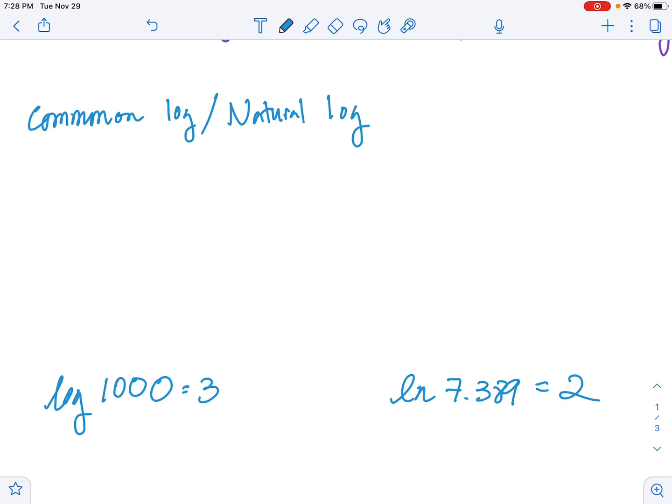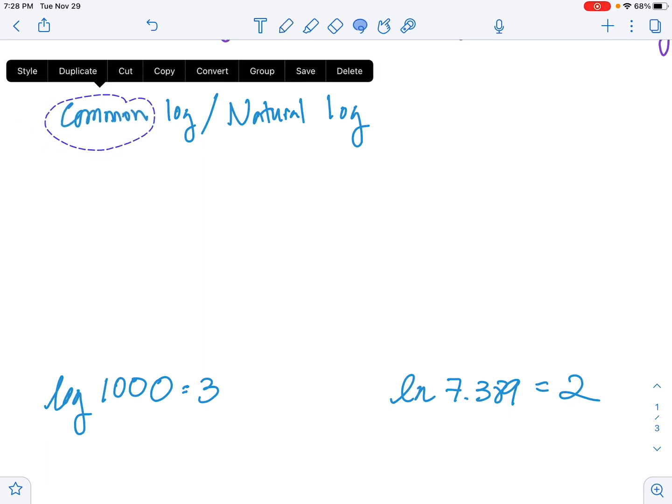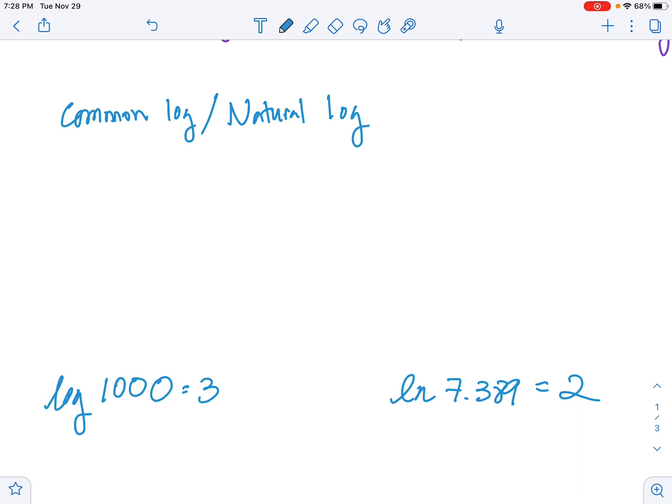Okay, so the first one we're going to talk about here is common log. It's the most common one we use. It's so common that we don't write the base for it because we automatically know what it is. It's just redundant to write, just like when we have x to the power of 1, we don't write the 1 because we know for sure it's a 1.